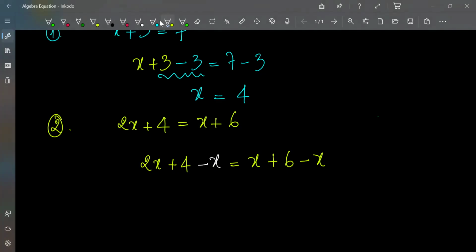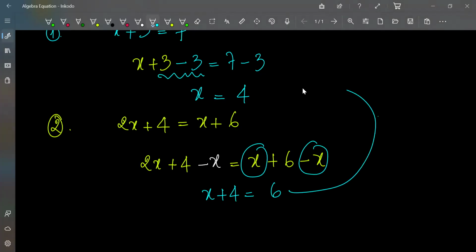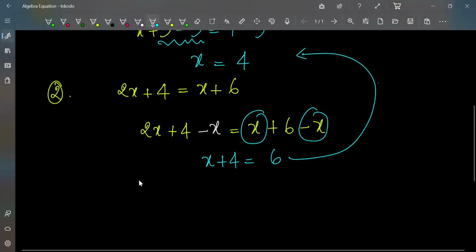So now we can calculate 2x minus x, which is x, and 4 stays. On the second side, x minus x is equal to 0, so we get 6. Yes. So now the equation looks like the easy level. So we need to remove 4 from the first side.